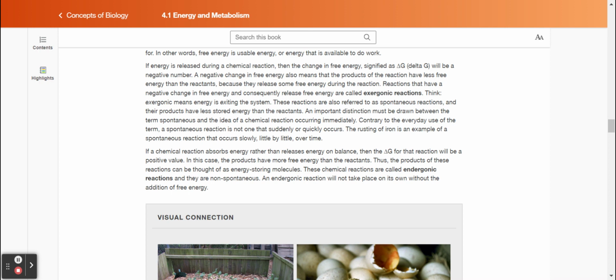Reactions that have a negative change in free energy and consequently release free energy are called exergonic reactions. Think, exergonic means energy is exiting the system. These reactions are also referred to as spontaneous reactions, and their products have less stored energy than the reactants. An important distinction must be drawn between the term spontaneous and the idea of a chemical reaction occurring immediately. Contrary to the everyday use of the term, a spontaneous reaction is not one that suddenly or quickly occurs. The rusting of iron is an example of a spontaneous reaction that occurs slowly, little by little, over time.